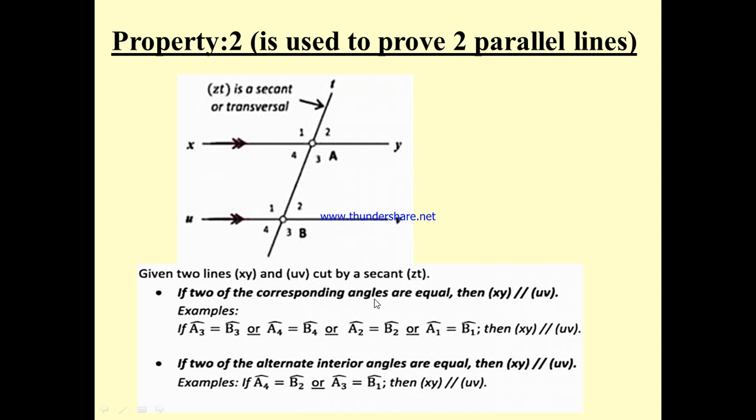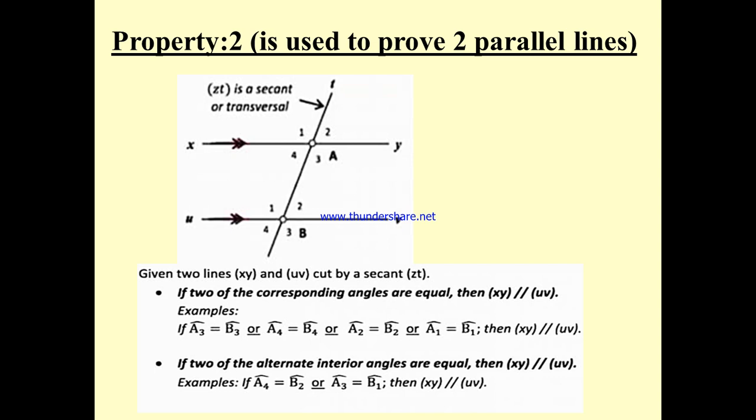if two of the corresponding angles are equal, if I make calculation of this figure, all the angles, and I can find two angles making corresponding angles, it means I can find two angles having F shape, they are equal, then these two lines are parallel. Notice that this property is converse to the previous property. Converse means opposite. Okay, so how to use it? We use it to prove two lines are parallel.